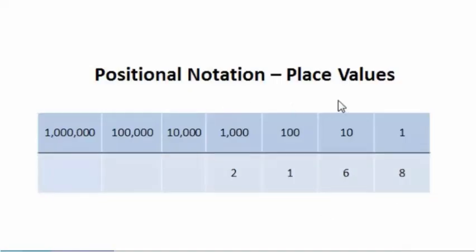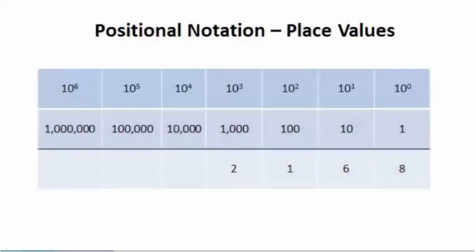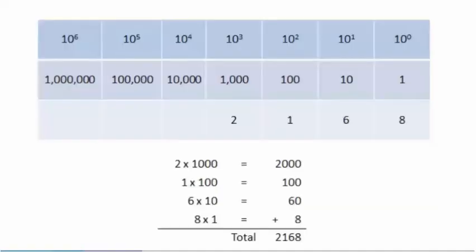Now, when we're talking about the place values in the decimal number system, we're talking about the powers of 10. The thousands place is 10 to the 3, or 10 times 10 times 10, and so on and so forth. So you can see that the place values are based on powers of 10. Effectively we have 2 1000s, 1 100, 6 tens, and 8 ones, and 2000 plus 100 plus 60 plus 8 totals 2168.